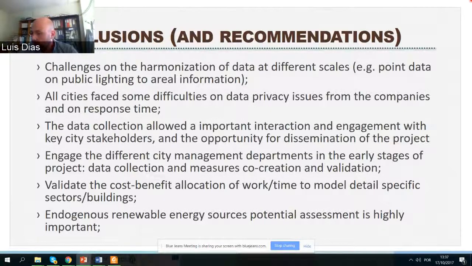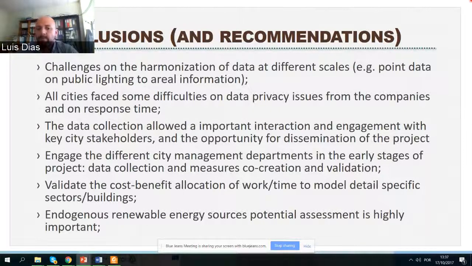The data collection allowed the interaction and engagement with the key city stakeholders, as I mentioned, and also the opportunity for dissemination of the project. Also, they engaged different city management departments in the early stages of the project. This was very important to the cities and to the cities' technical teams, because it allowed them to talk with other departments and engage in co-creation of some of the measures.